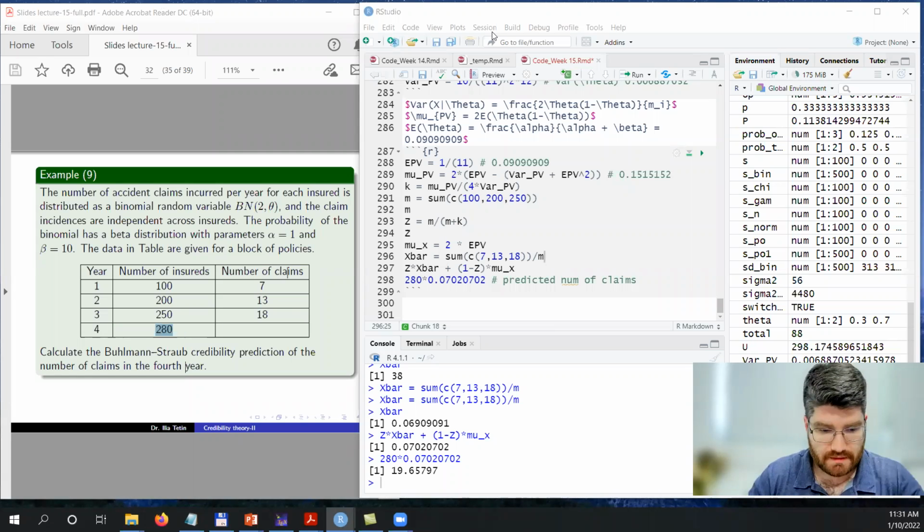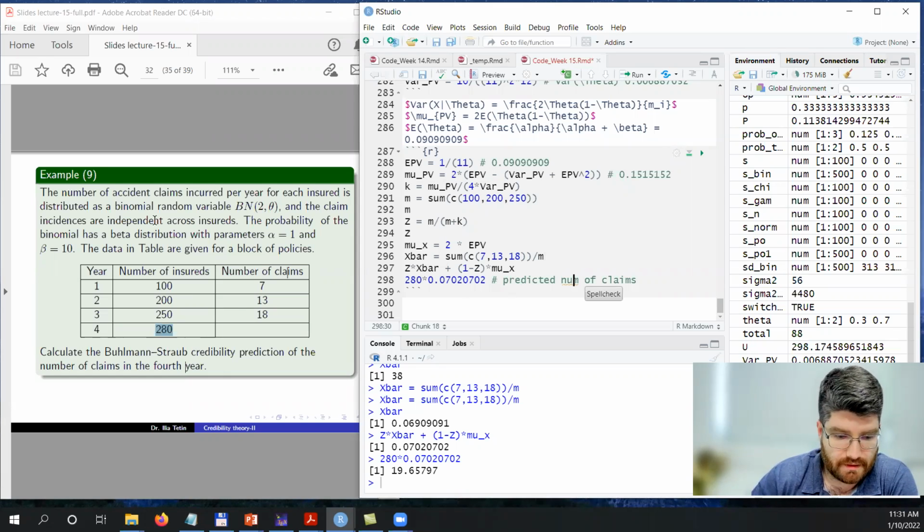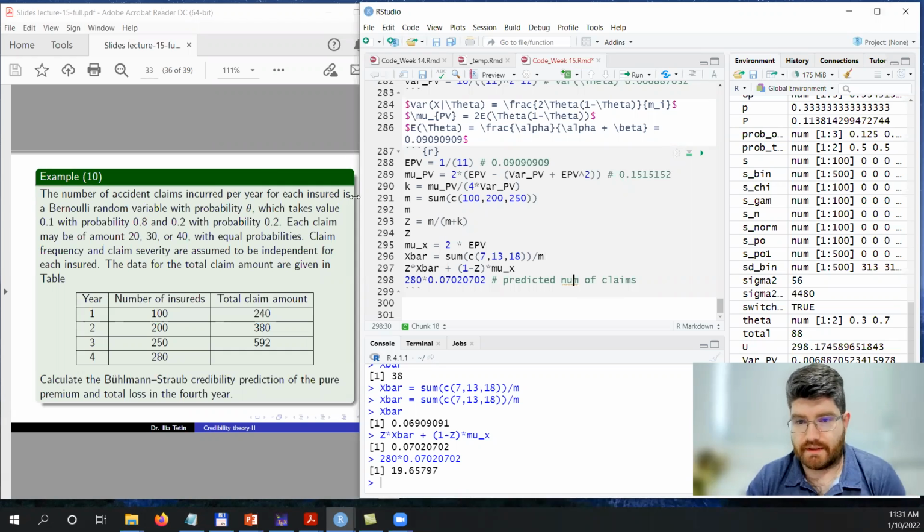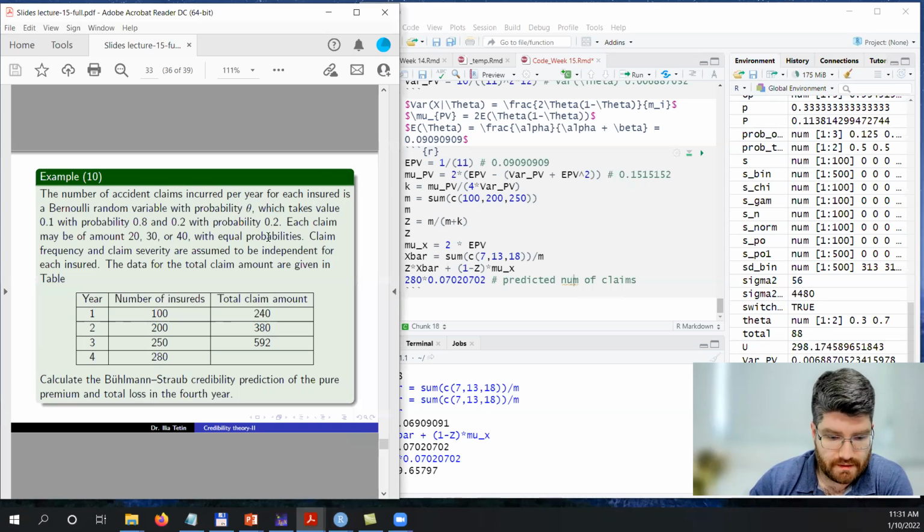Okay. So we have calculated the predicted number of claims, and now we are ready to solve another example for Bowman and Straub credibility. The number of accident claims per year is a Bernoulli random variable. We have given the probability theta, different values. Once again we need to calculate how much will be the total claim amount.